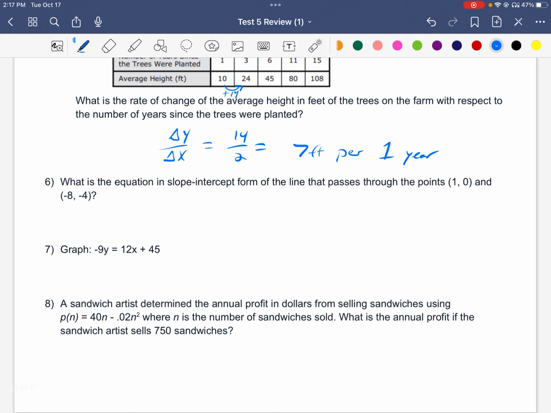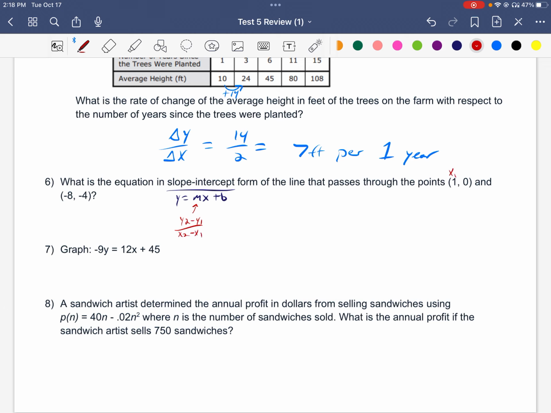What is the equation in slope-intercept form of a line that passes through those points? All right, so slope-intercept form, y equals mx plus b. I'm going to fill in the m and fill in the b. All right, filling in the m, the slope, I've got 2 points, so I could use the slope formula.